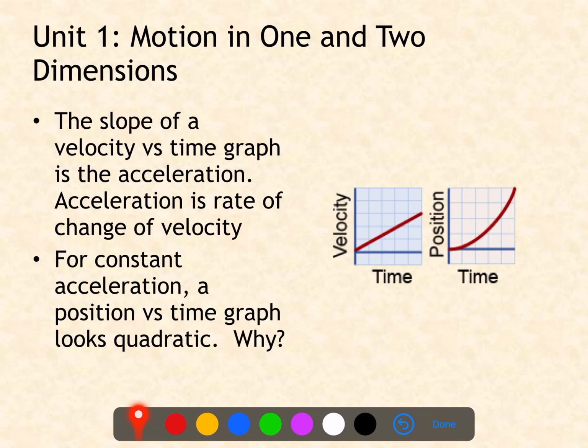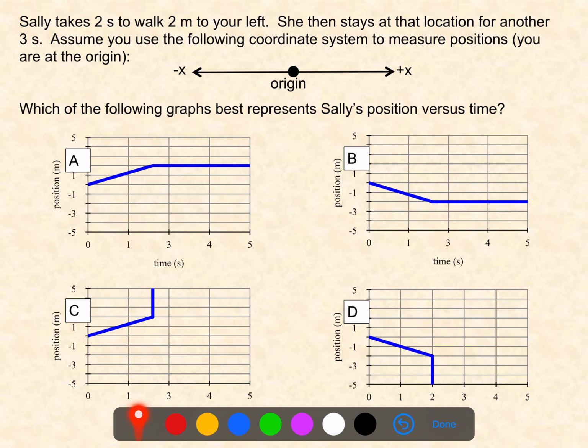But in the meantime, why don't we apply some of what we are thinking about in terms of graphs to a specific example. So let's say, for example, that you are standing right here at the origin. This is you.